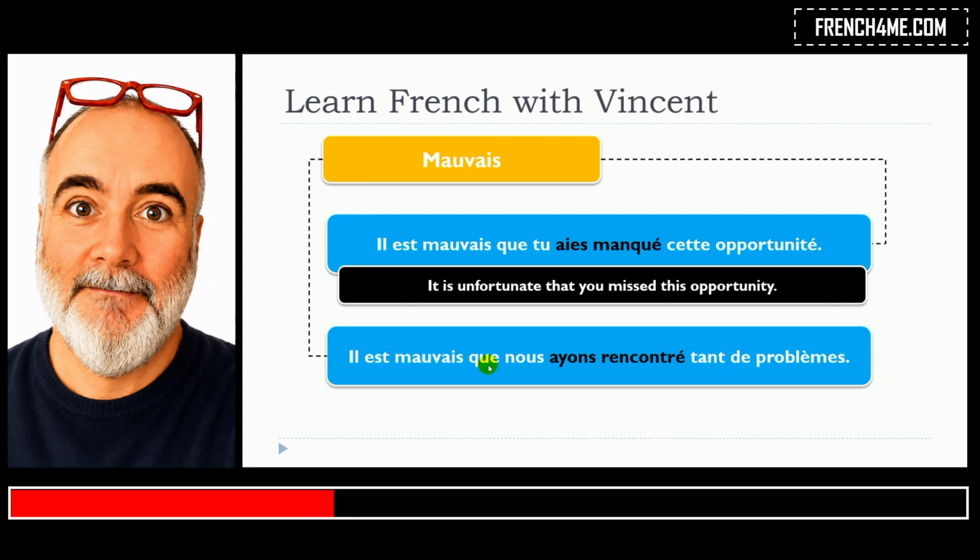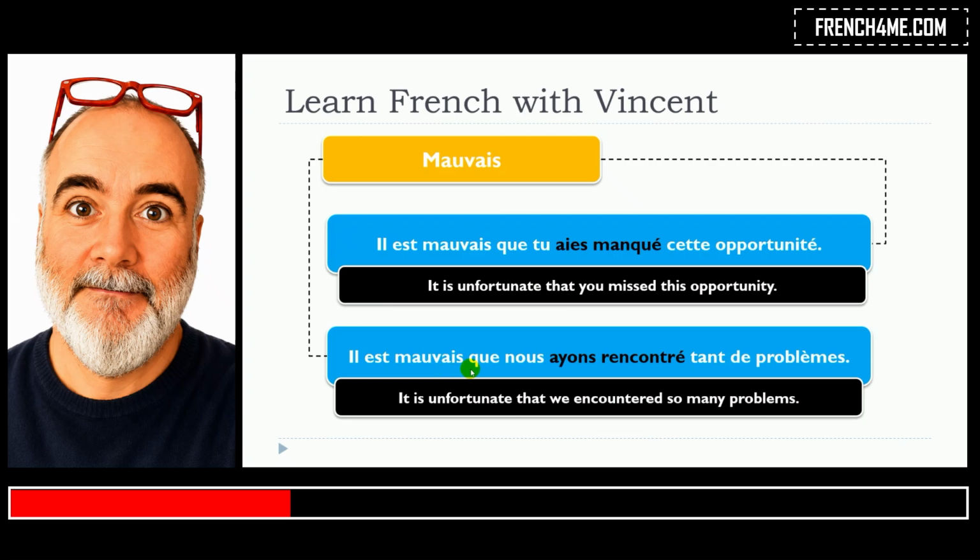Il est mauvais que nous ayons rencontré tant de problèmes.